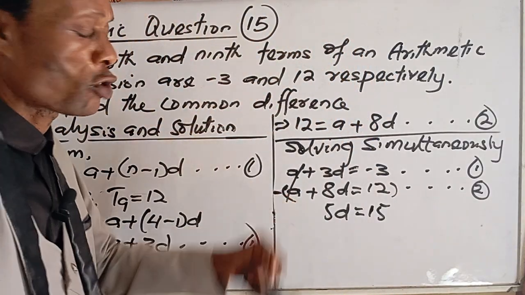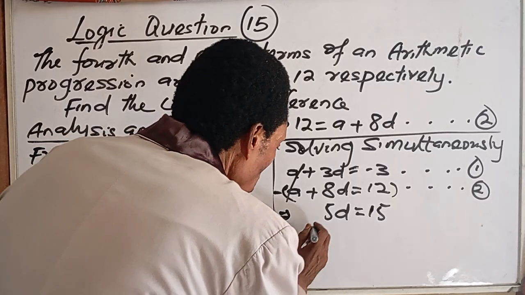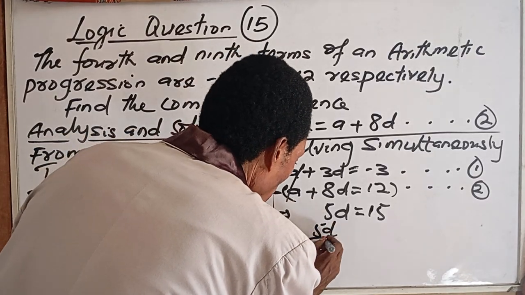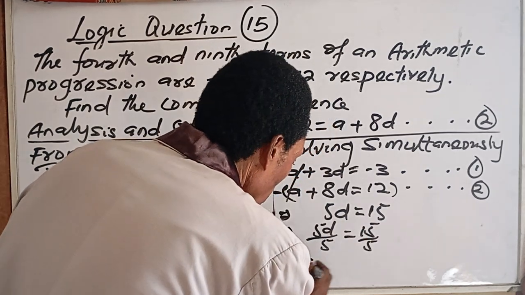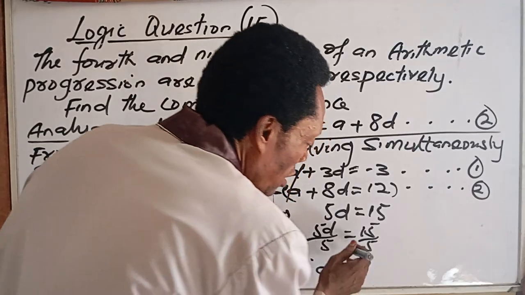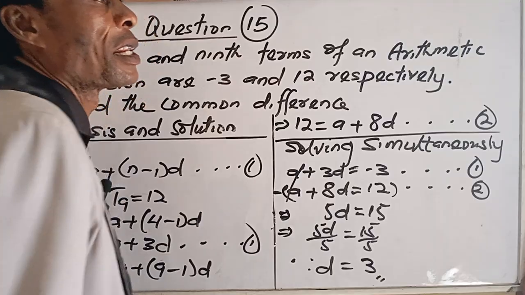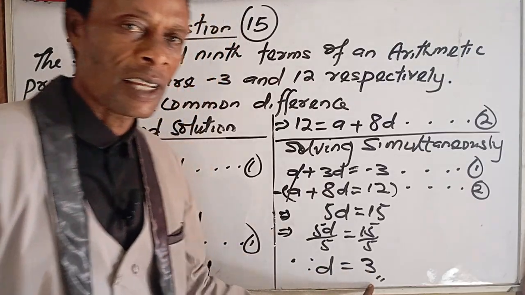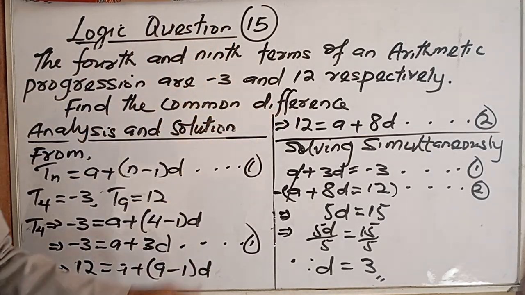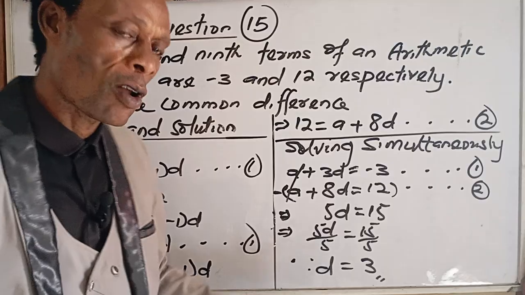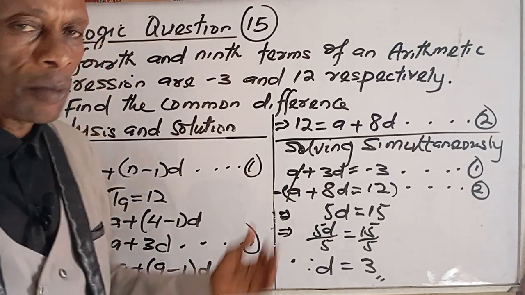Now you divide through by the coefficient of d. So 5d over 5 equals 15 over 5. Therefore d equals 3, since 5 into 15 gives 3. And this 3 stands for the common difference, because we were asked to find the common difference, represented by d. You can see how we resolved it. It takes a little process, but it's still very simple.